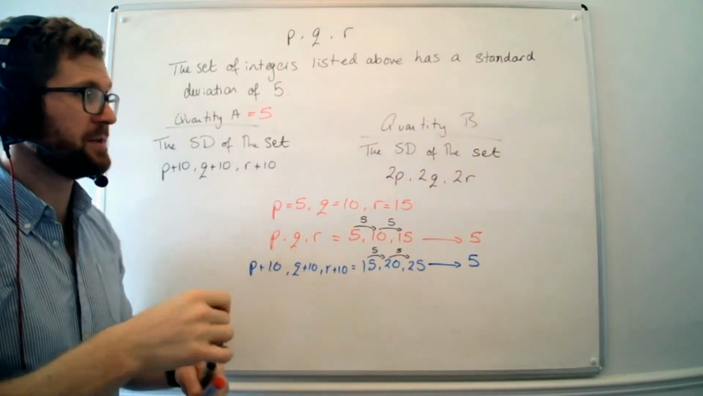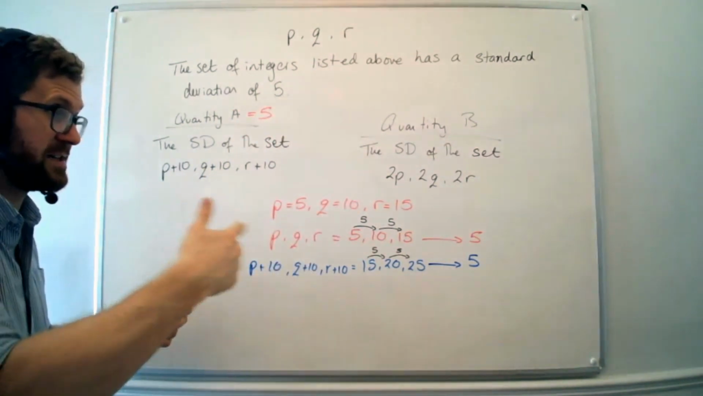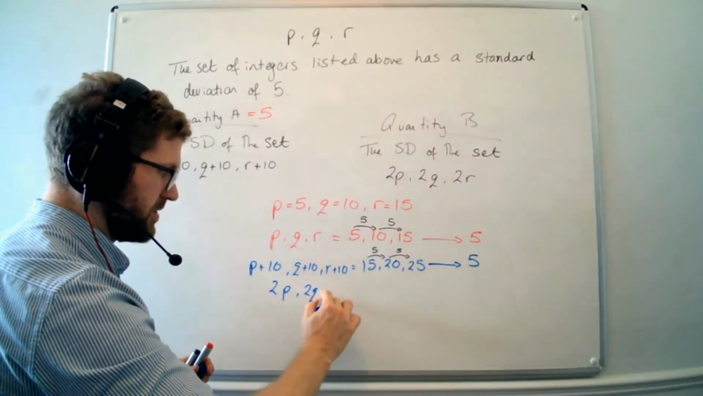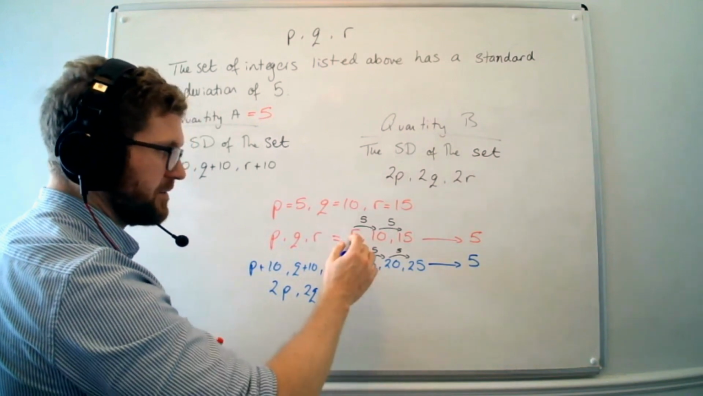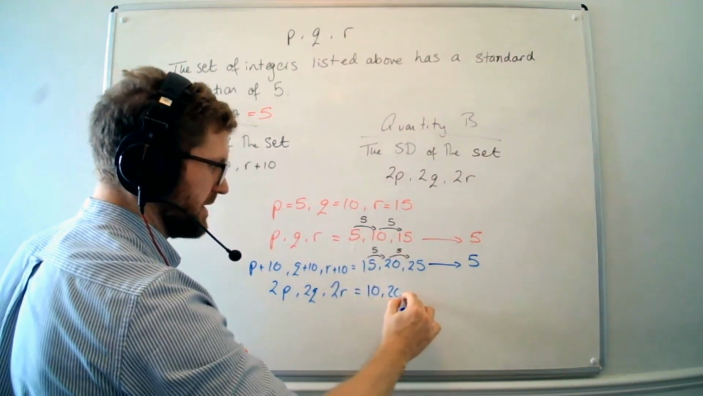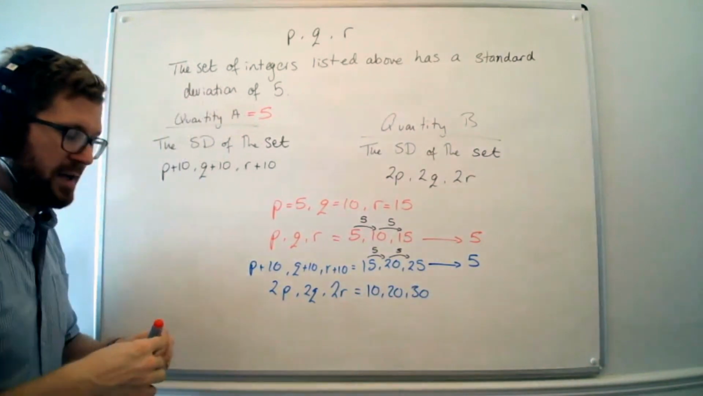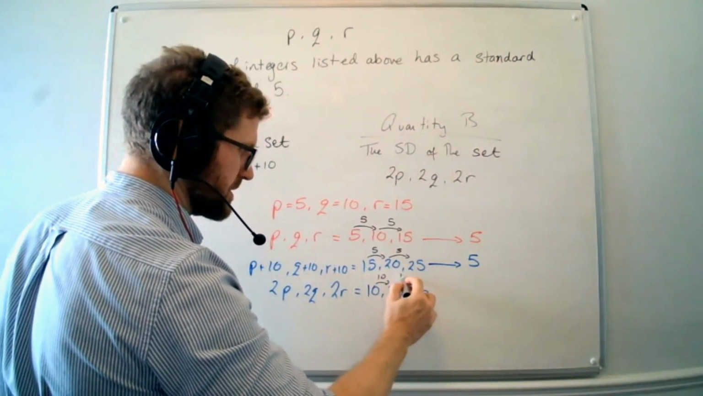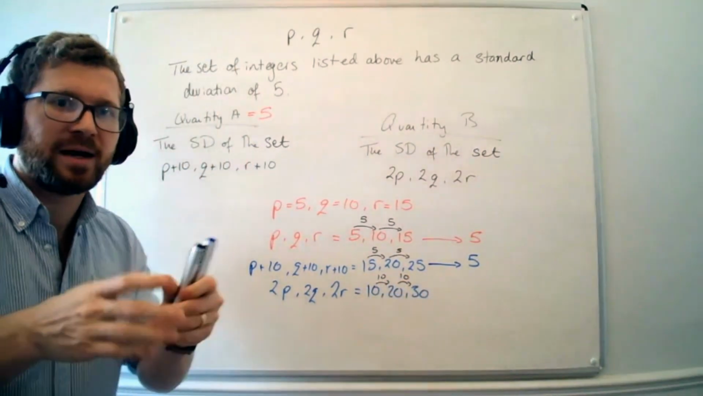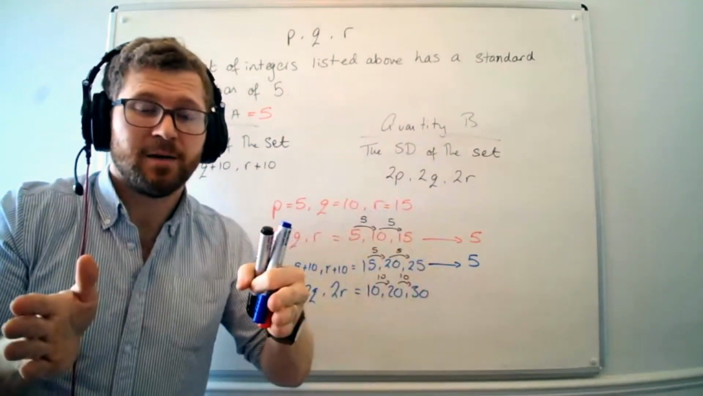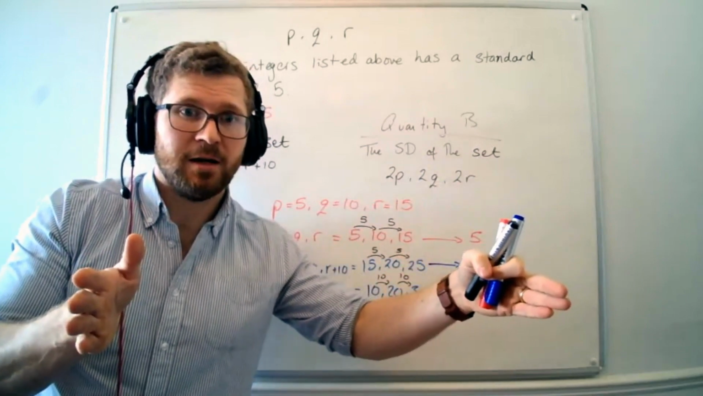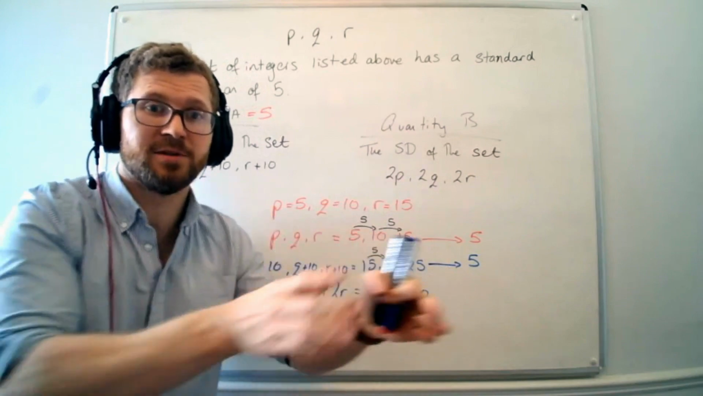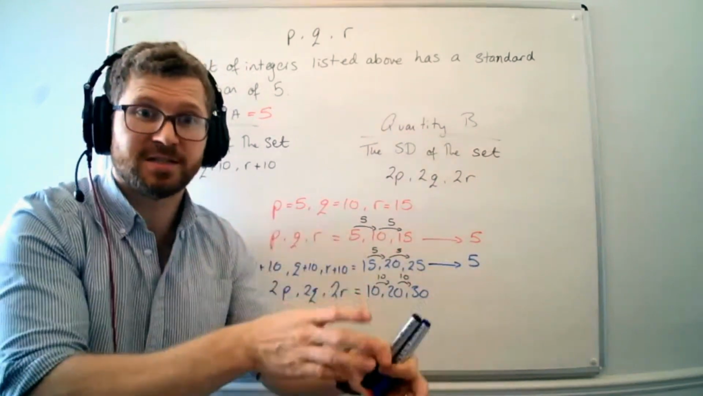So now I can do something similar with quantity B to test against that. If I doubled P and doubled Q and doubled R, then 5, 10, 15 is going to become 10, 20, 30. Okay, now the gap is not 5 anymore. The gap between the numbers has doubled. And so I have taken the numbers and yes, I've doubled them, but I've also doubled how spread out they are. And if standard deviation is a measure of how spread out the set is, and I've doubled how spread out the set is, I've doubled the standard deviation.